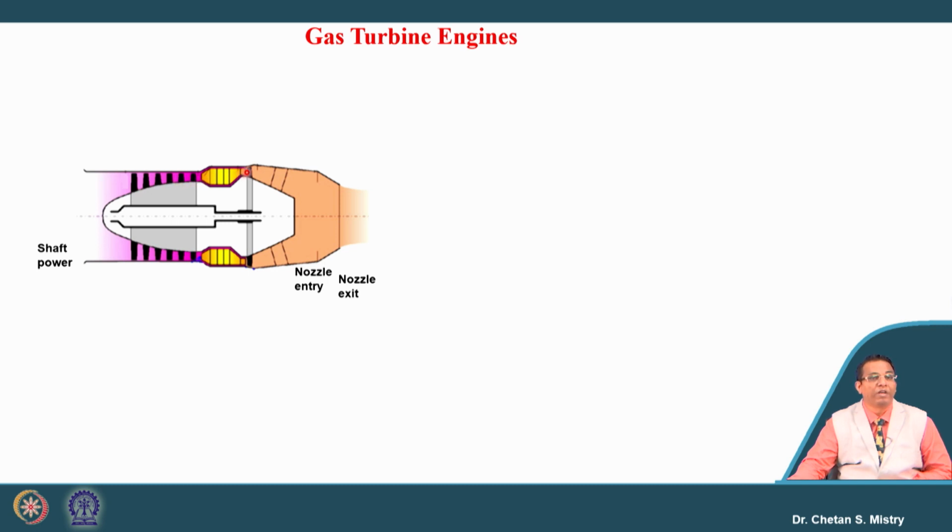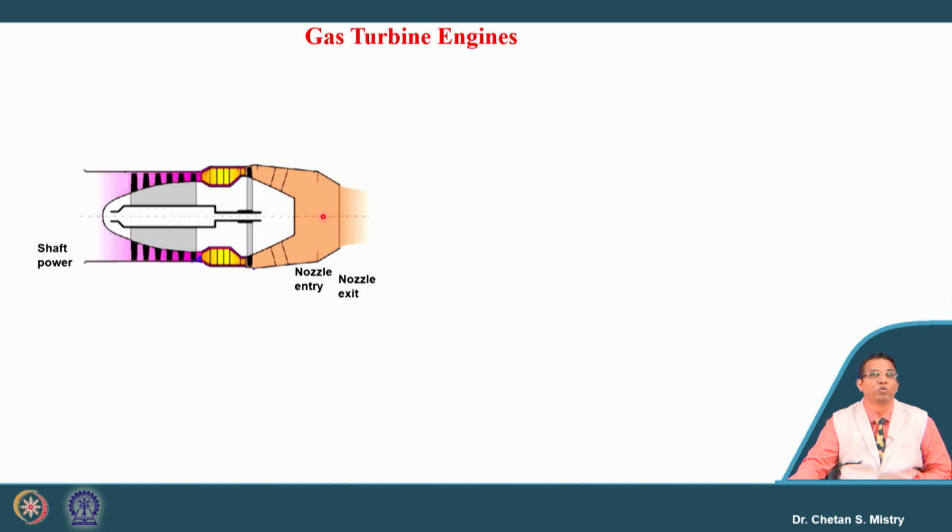The gas coming out at high temperature, we take the benefit of it by converting this high enthalpy into exit velocity. That is what we do by means of the nozzle, and we get the exhaust thrust. So this is what is known to us as the turbojet engine. Let's think of this engine.